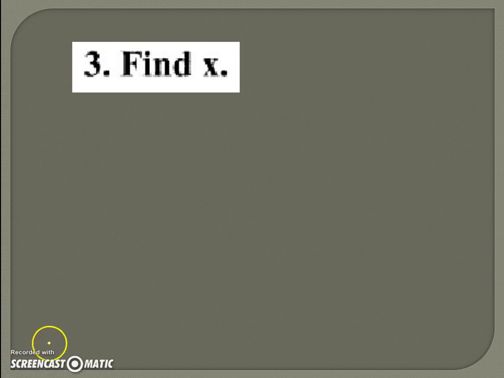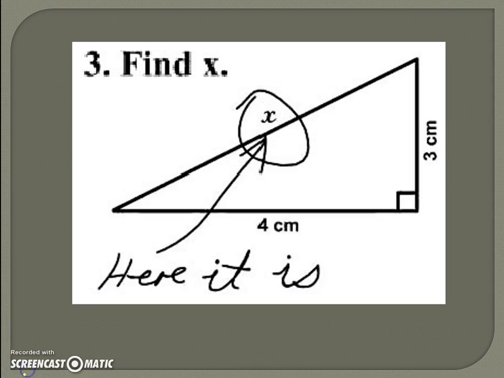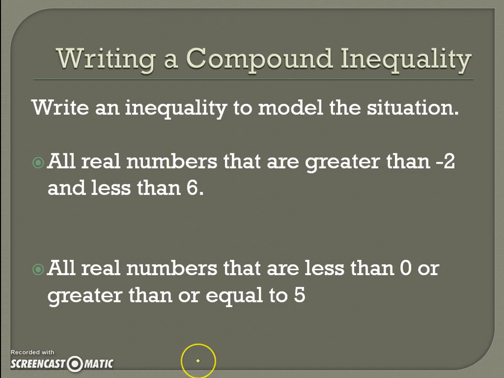Okay, so here is a math problem for you. Find x. Oh man, if only it were that easy. By the way, if you do this, I will count it wrong on any checkpoint, quiz, or test. All right, so writing a compound inequality. It says write an inequality to model the situation: all real numbers that are greater than -2 and less than 6. So start out with your two inequalities. All real numbers that are greater than -2, and then all the ones that are less than 6.